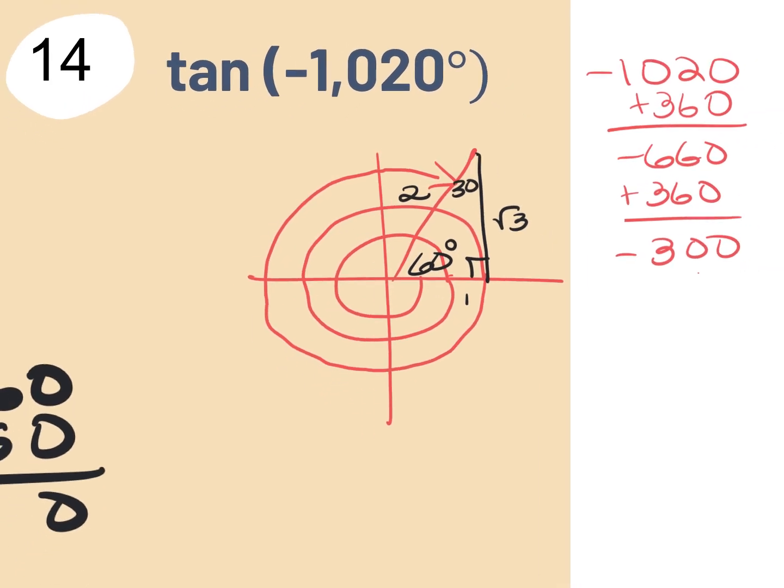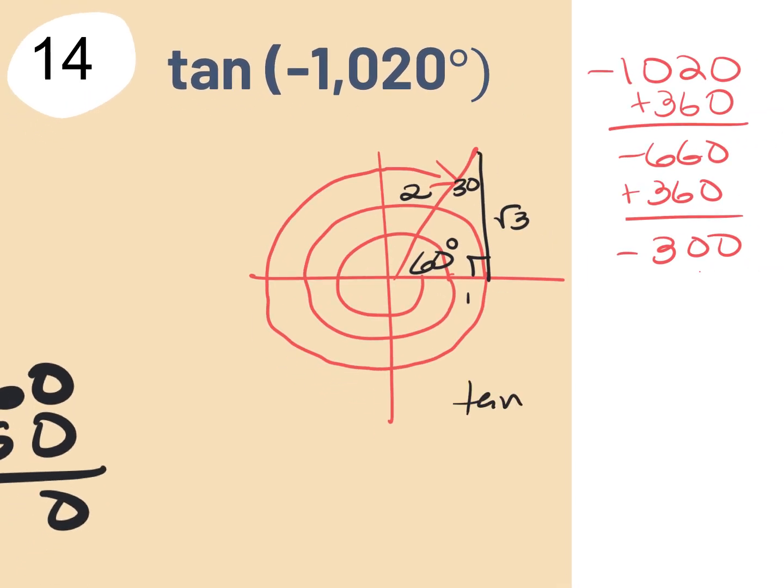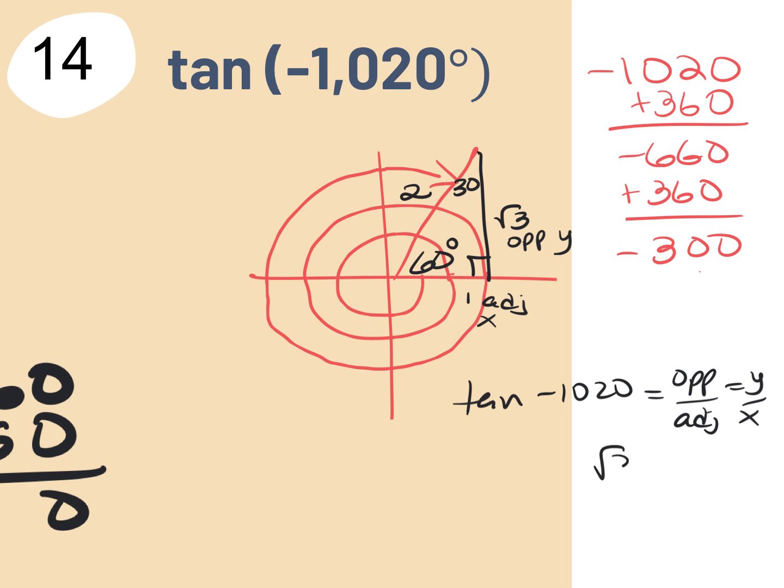So tangent, that's the TOA. So tangent of -1020 is going to be opposite over adjacent, or y over x. So opposite, remember, is y. Adjacent here is your x. So opposite over adjacent, square root 3 over 1, just the square root of 3.